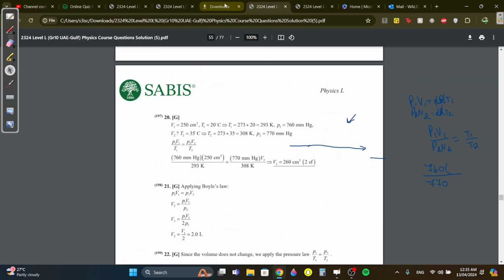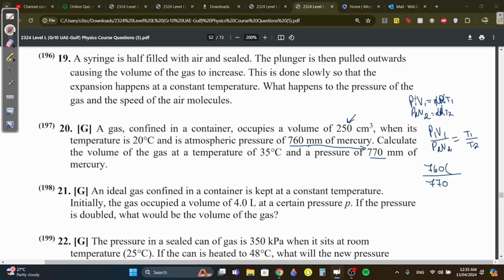197. No, they want it in centimeter cube. Okay, fine. Let's just solve using centimeter cube. They've solved using centimeter cube, obviously, and I'll tell you to solve differently. Volume 2, we don't know, right? Because we're trying to calculate the volume, the new volume. We don't know what we're trying to calculate, so let's just keep it x.